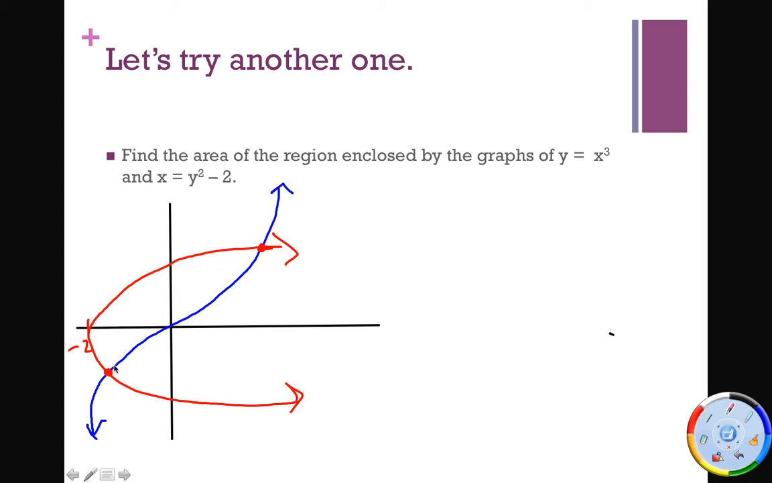But here's a problem. This intersection point doesn't occur at the farthest left, which means we will probably end up needing to find 2 areas and add them together, or there is a way we could do this in one fell swoop, one giant step rather than 2 steps. It's not really a question, it's just which one do you want to do? What one suits you better?